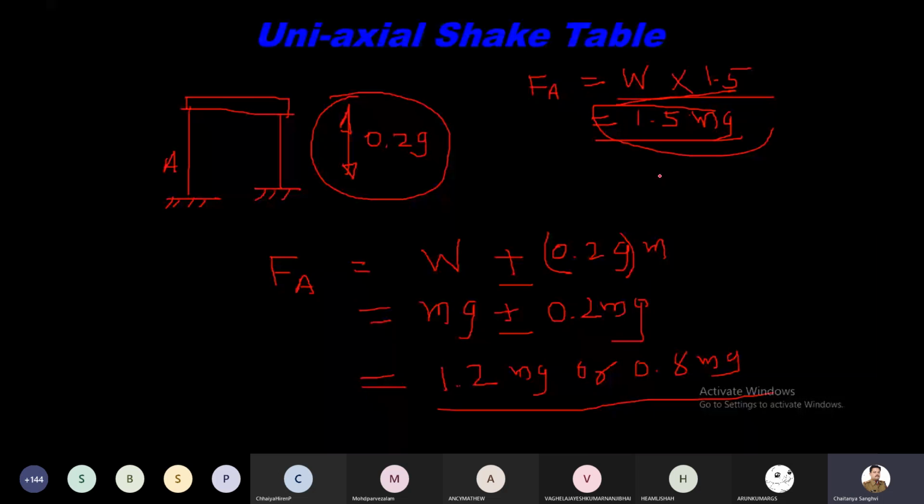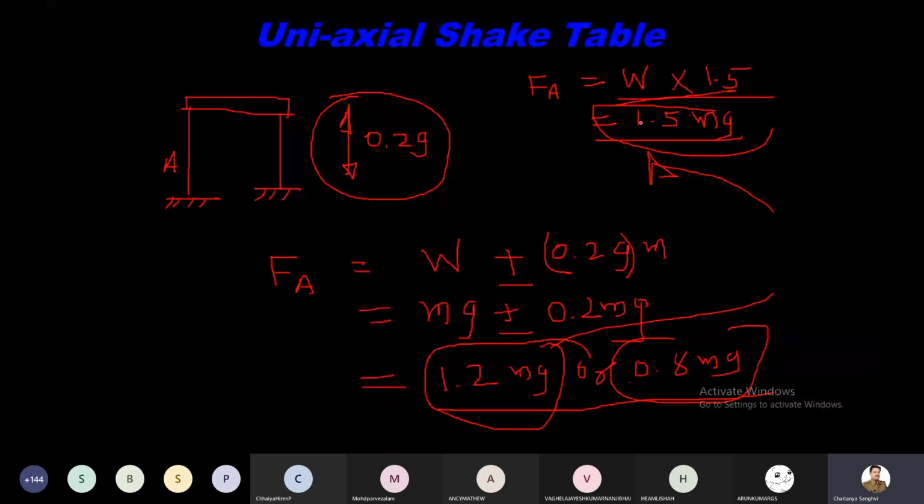And now because of the earthquake, if this 1.2 mg will come, then definitely it will be taken care of by this column, right? 1.2 mg. This is the actual load coming on the column. 0.8 mg, there is no problem. But 1.2 mg, if it increases, it is still less than the design force of this column, right?